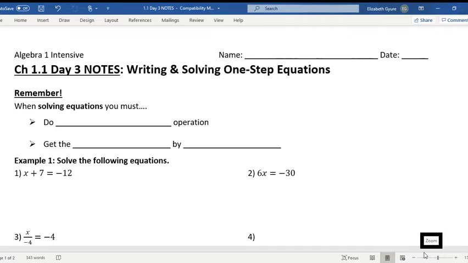It's not yours. Okay, so 1.1 day 3, we're going to talk about writing and solving one-step equations.